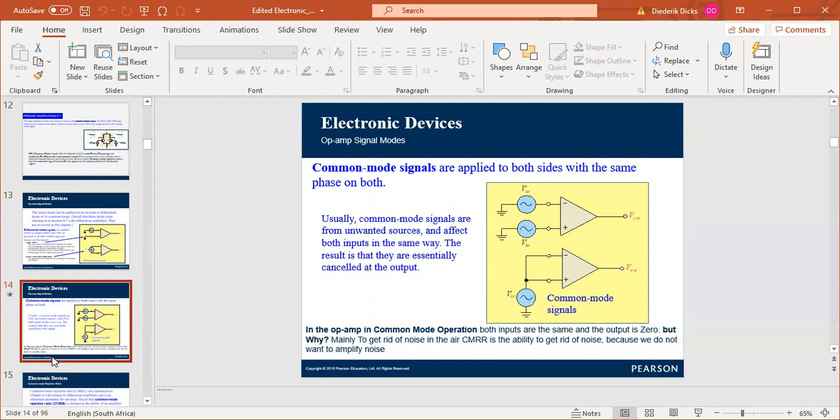Common mode signals are applied to both sides with the same phase on both of them. Usually common mode signals are from unwanted sources and affect both inputs in the same way. The result is that they essentially cancel at the output. In common mode operation, both inputs are the same and the output is 0. But why? Mainly to get rid of noise and error. Common mode rejection raises the ability to get rid of noise because we do not want the noise to be amplified.